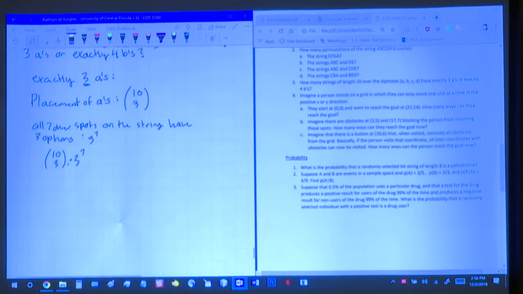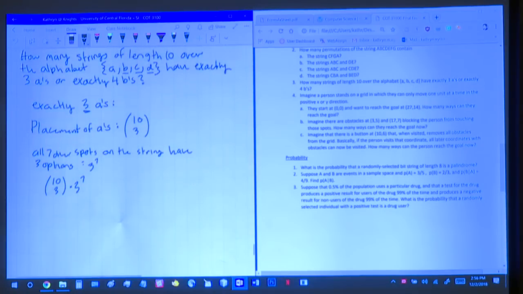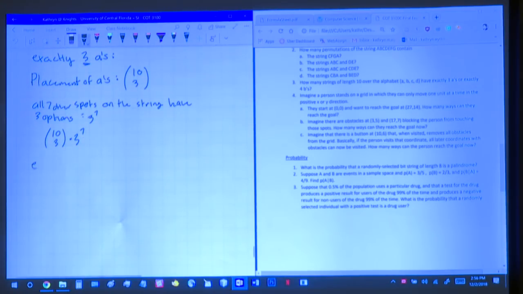And we multiply them because for each different group of 3 A's that we choose, there'll also be 3 to the 7th options for the rest. And then we'll do exactly 4 B's. And it's kind of the same thing where we have the placement of the B's.